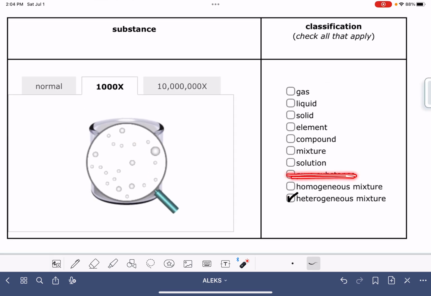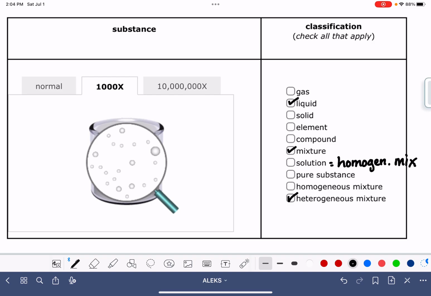This is not a pure substance because we classified it as a mixture. It's also not a solution because solutions and homogeneous mixtures are the same thing. So I am classifying this as a liquid, I'm classifying it as a mixture, and I'm classifying it as heterogeneous.